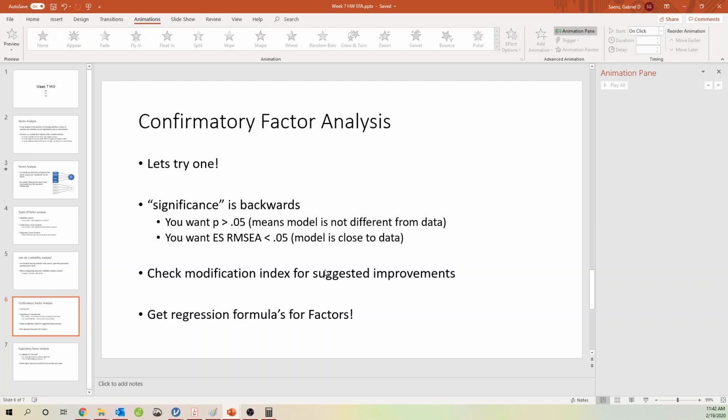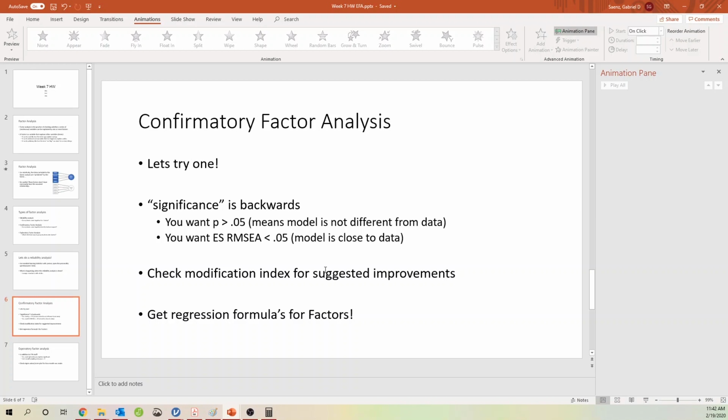And we also have an effect size, RMSEA, that is again going to kind of work backwards from how we usually use effect sizes. Usually a larger effect size is better. In this case, a smaller effect size is better. Again, a smaller effect size tells us that there's a lower size difference between our model, the factors that we pre-hypothesized, and the data that we actually have. So usually an RMSEA of less than 0.05 is considered pretty good.